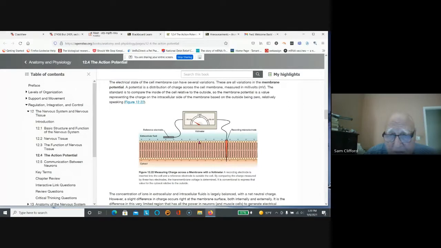So remember, we have our hydrophilic heads, hydrophobic tails. The inside has an excess of negatively charged large molecules and potassium. The outside has an excess of sodium and calcium.